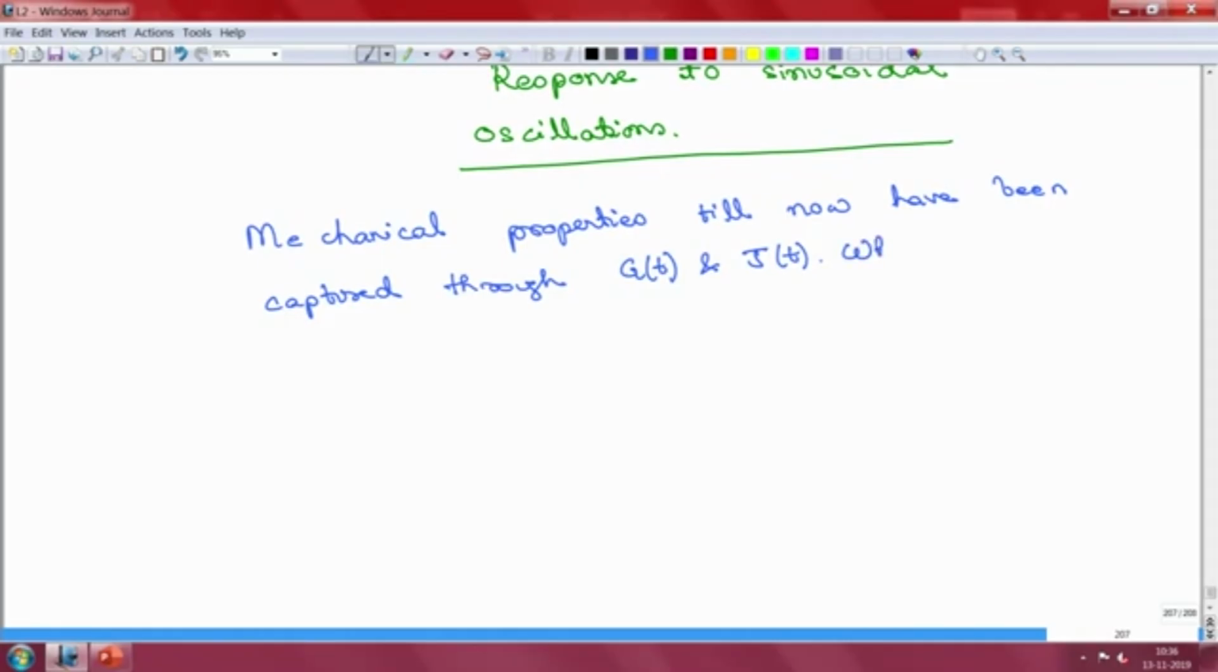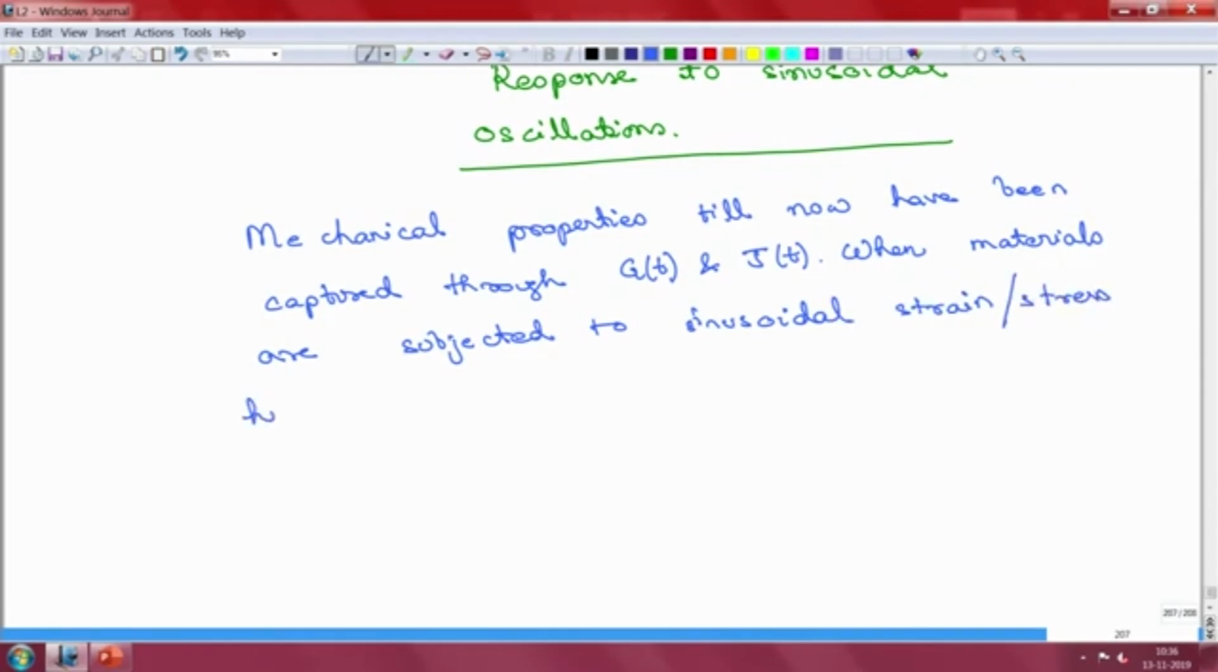Now, what happens when materials are subjected to sinusoidal stress histories or strain histories? When materials are subjected to sinusoidal strain or stress histories, other material response functions become important. Material response functions arise. And these functions are related to J(t) and G(t), but their forms become very different from the initial looks.